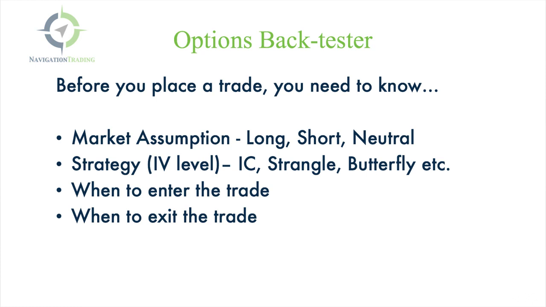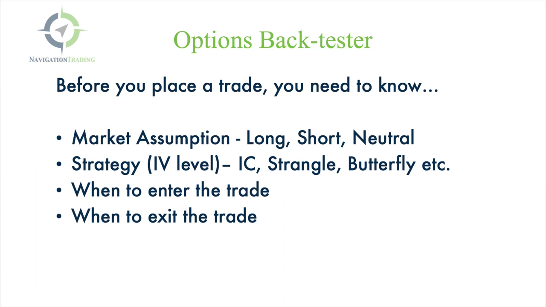You need to know what's your market assumption. Do you have a bias to the long side, short side, or are you more neutral on the underlying symbol? Second, what's your strategy? Are you trading an iron condor, strangle, butterfly, etc.? And a lot of that depends on where the implied volatility level is. And then you need to know when to enter the trade and when to exit the trade.